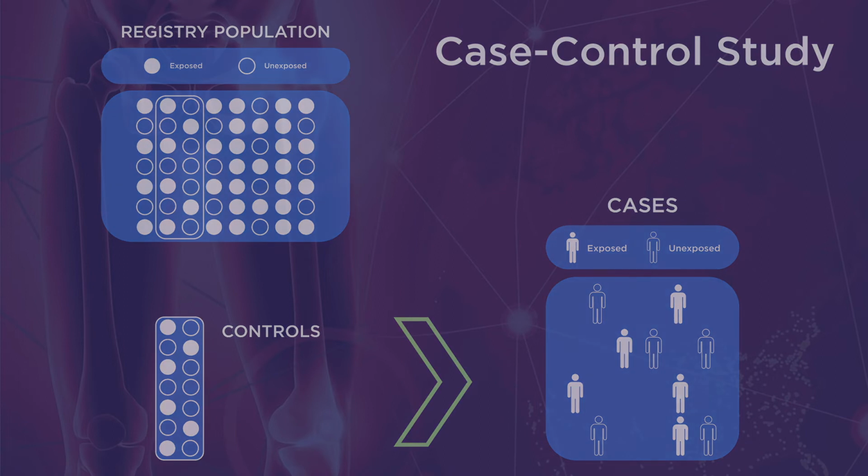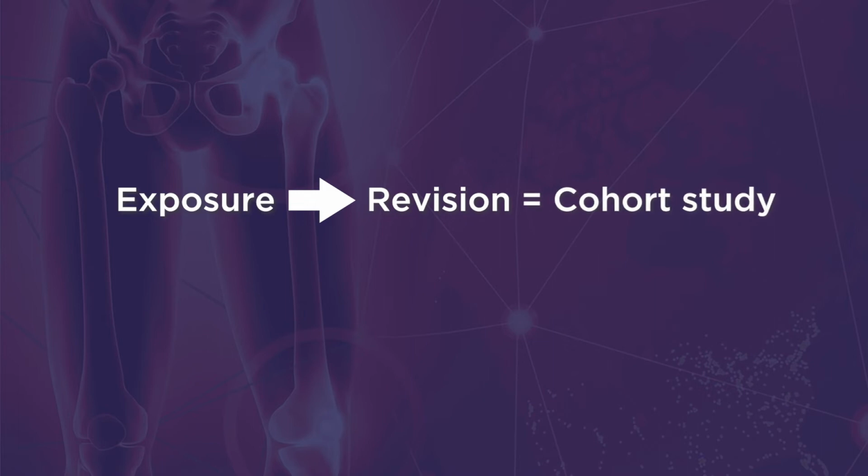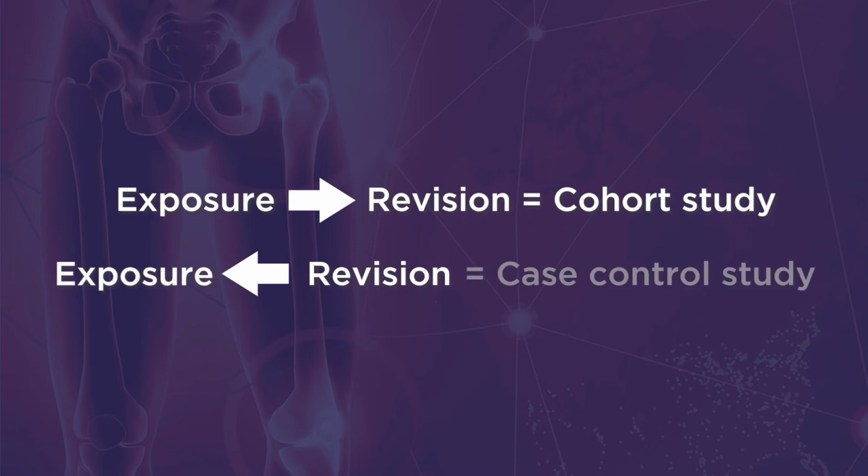In orthopedic research, matched cohort studies are sometimes incorrectly labeled as case control studies. If a study begins with exposure and follows patients for a few years to measure, let's say, revisions, it is a cohort study. By contrast, if a study begins with revisions and looks back in time for an exposure, then it's a case control study.